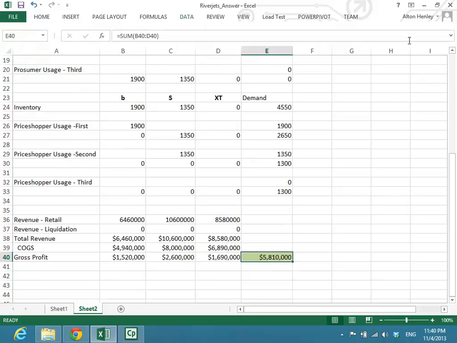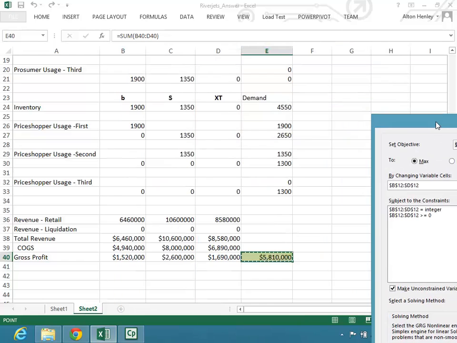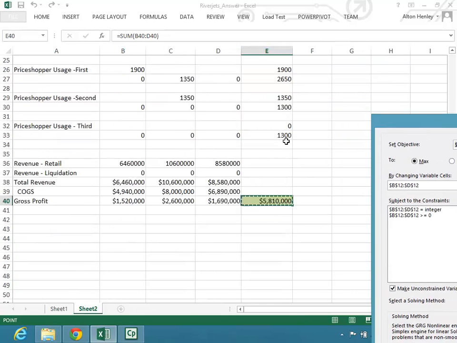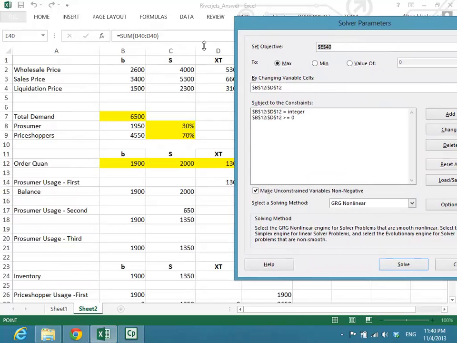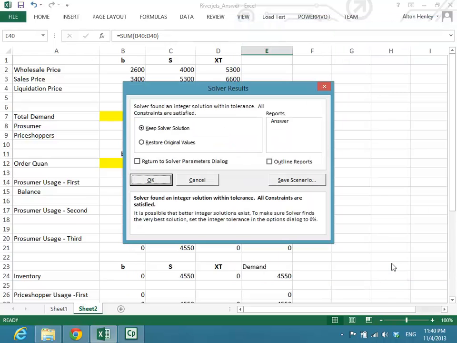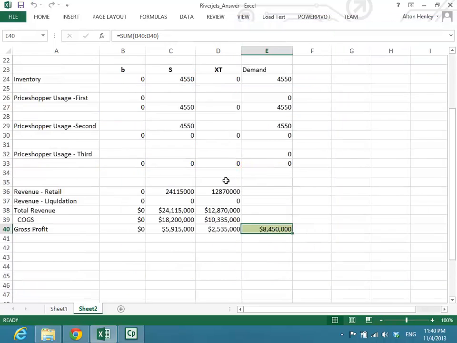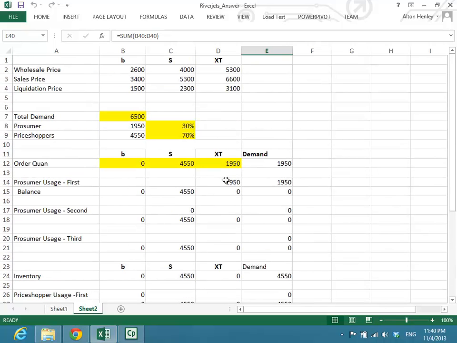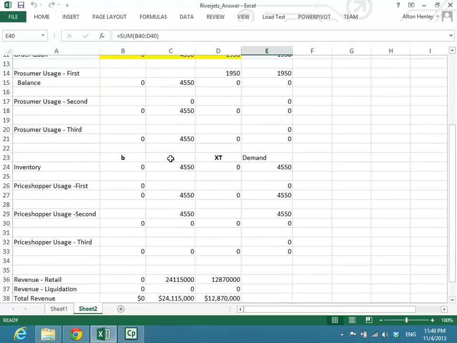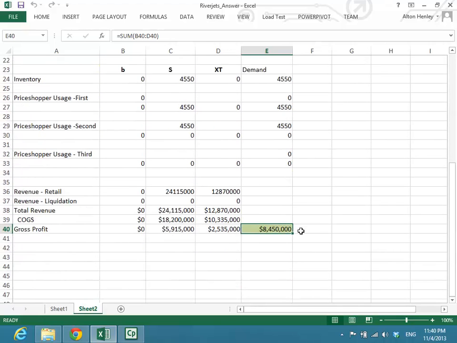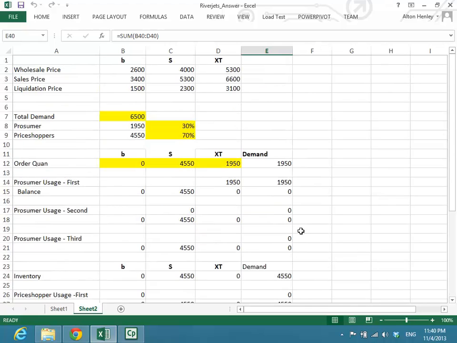So if I go to data and then solver, I set my objective to be my profit. My changing cells are my order quantities. And my only constraints are that my order quantities need to be integers, and greater than or equal to 0. And then I hit solve. And what it comes back with is saying that the optimal order is 4,550 S's and 1,950 XTs, which will make us a total of $8.4 million with nothing left over.